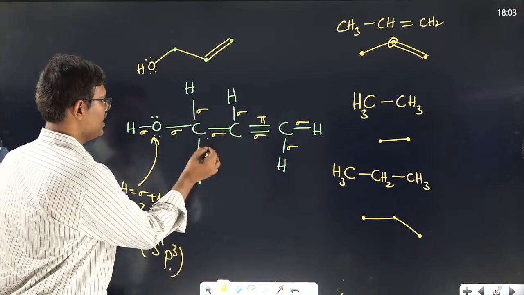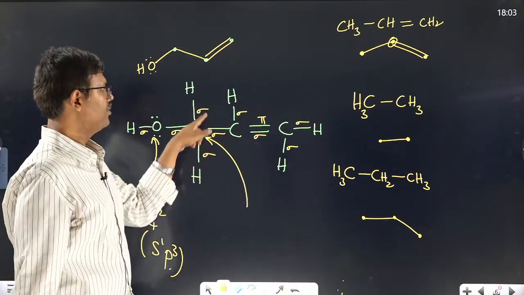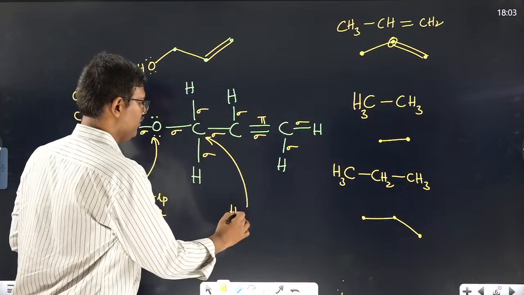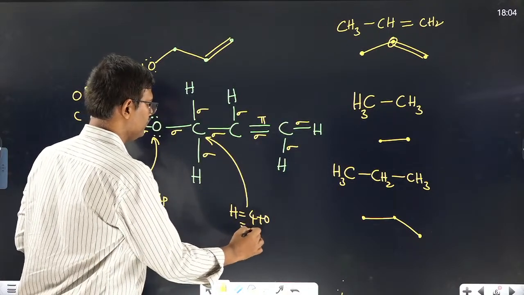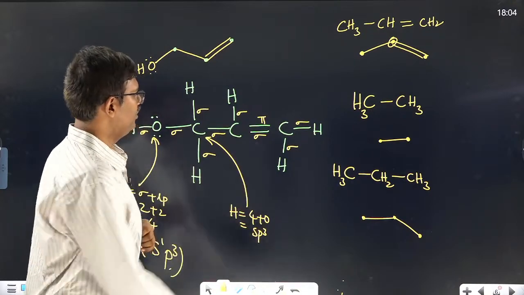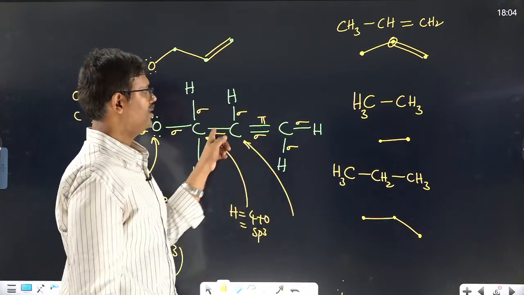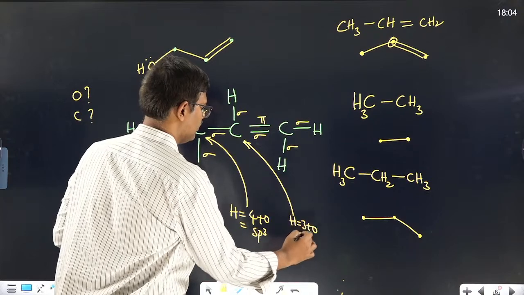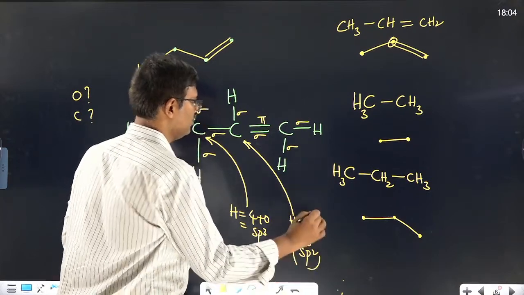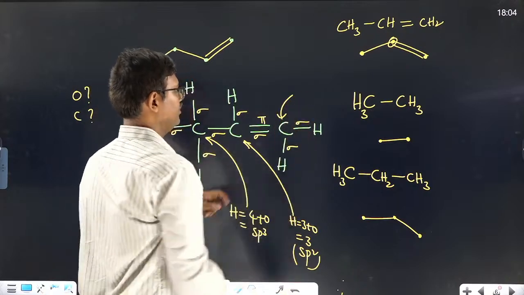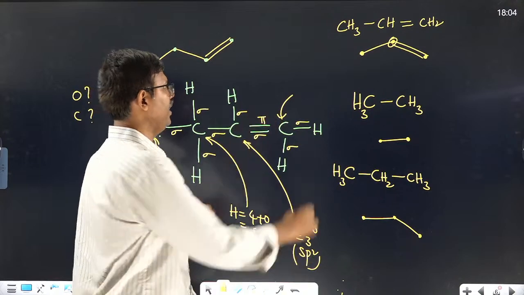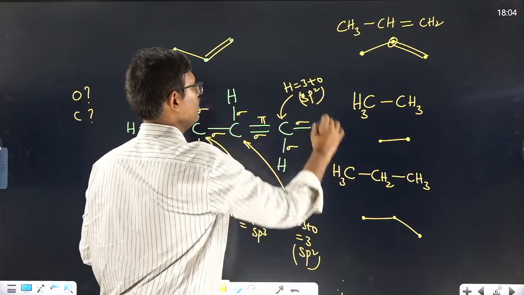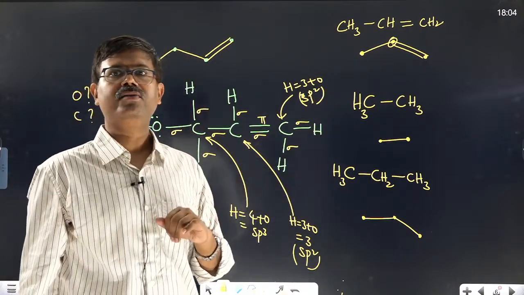Now let's take the second element here, carbon. Sigma bonds, no lone pairs, but how many sigma bonds in total? 4. So H value will be 4. So here also sp3. What about this carbon? Lone pairs are 0, sigma bonds are 3. So sp2. Now what about the last carbon? 3 sigma bonds, no lone pairs. So therefore this is also sp2. This is the way you have to follow. Okay.